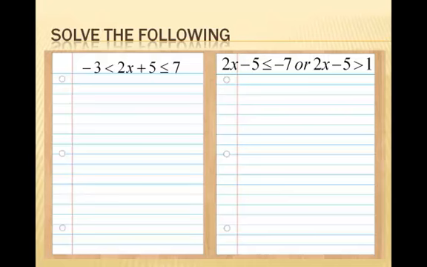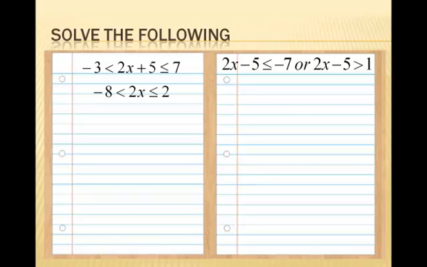All right, let's try a couple more examples. On the left, I have negative 3 is less than 2x plus 5 is less than or equal to 7. And you can see this is one of those compound inequalities that has been connected using the word and. So I've already kind of put it together into its 3 pieces. In order to solve this one, I need to get the x all alone in that middle piece. So the first thing I'm going to do is subtract 5 from all three pieces.